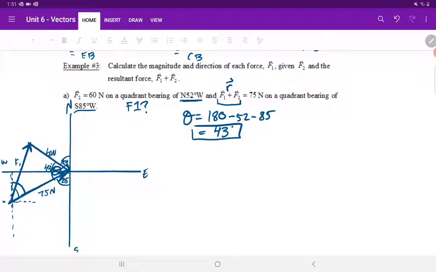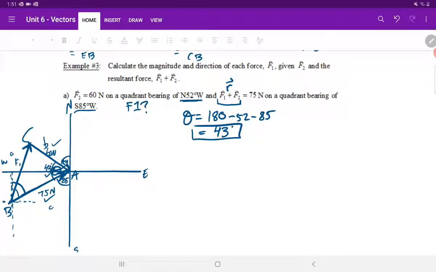Okay, so if that's 43, I now have a contained angle here. I have a side, angle, side. So I can use the cosine law. Now I need to label this triangle here. Let's call this point A, point B, and point C, which makes F1 little a, this is little c, and this is little b.